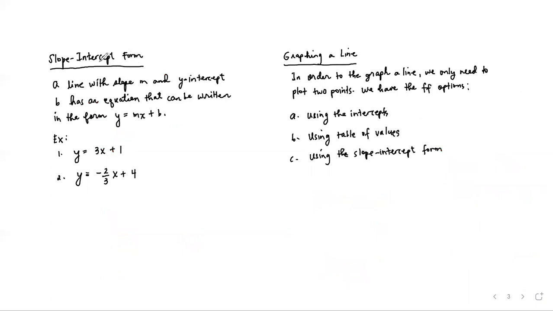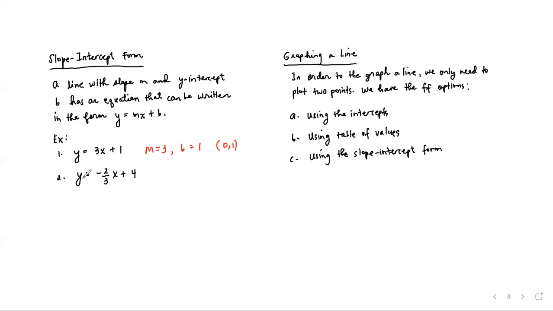Now, the equation of a line can also be written in another form. And now we have the slope-intercept form. A line with slope m and y-intercept b has an equation that can be written in the form y equals m times x plus b. So this is called the slope-intercept form of the line. So for example, y equals 3x plus 1 is a line having a slope 3 and y-intercept 1. So which means that the point (0, 1) lies on the line.